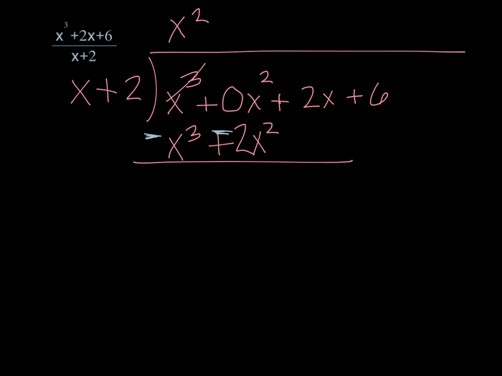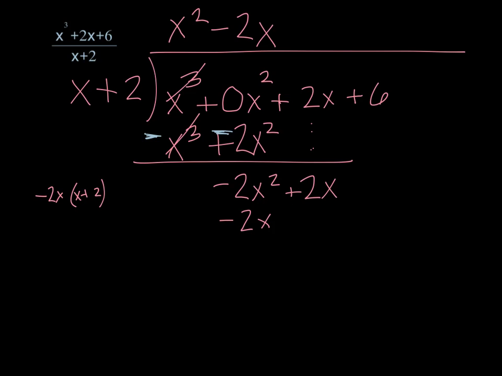I'm going to add these. These will add to 0. 0 plus 2x plus negative 2x squared is minus 2x squared, and we'll bring down our 2x. Then we repeat the process. What do we have to multiply x by to get minus 2x squared minus 2x? If I distribute my minus 2x times my x plus 2, I'm going to get minus 2x squared minus 4x.